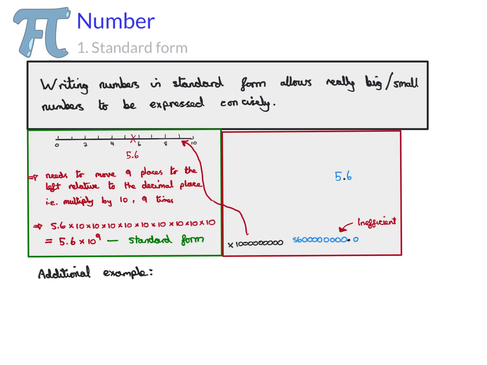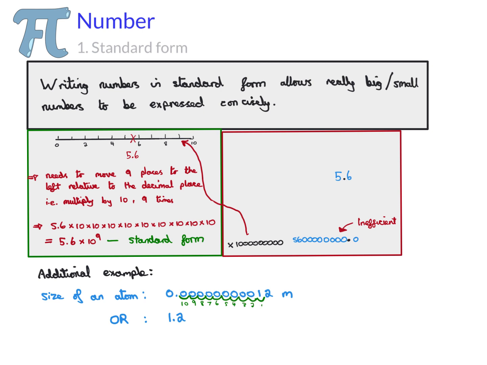We can do the same for really small numbers. For example, the size of an atom in meters could be given by this number. Writing all these zeros is tedious, and we instead indicate that the corresponding number between 1 and 10 is 1.2, and that we need to jump 10 times to the right from there.